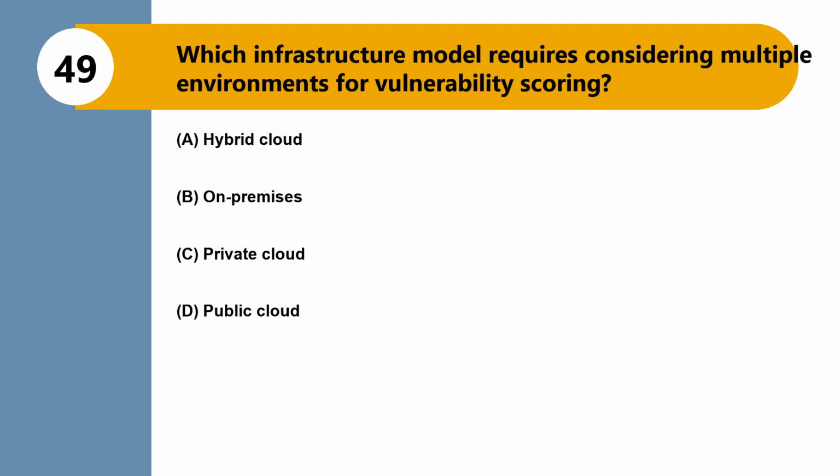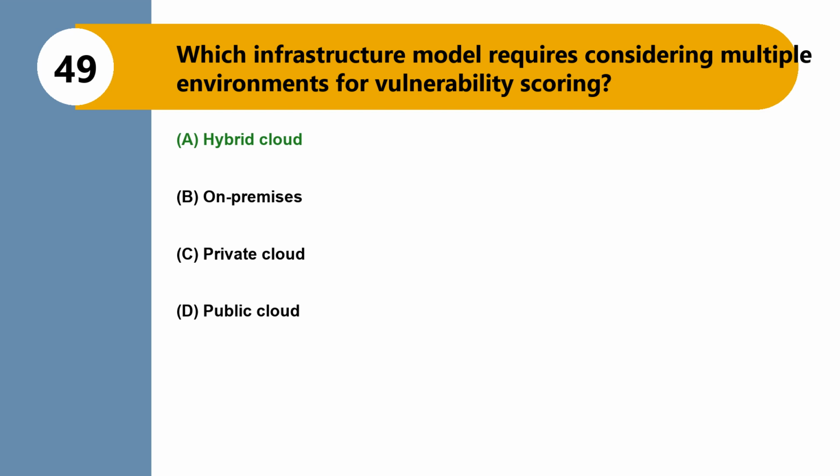Question 49. Which infrastructure model requires considering multiple environments for vulnerability scoring? Option A. Hybrid cloud. Option B. On-premises. Option C. Private cloud. Option D. Public cloud. The correct answer is option A.